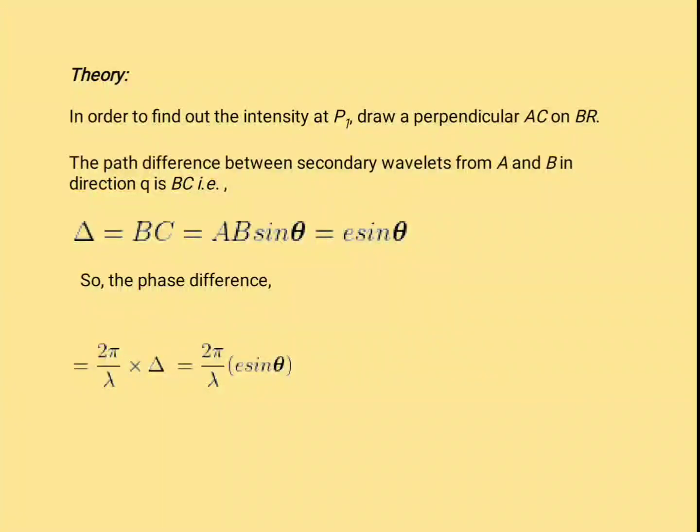As we know the relation between phase difference and path difference, phase difference is equal to 2 pi by lambda into path difference. Here we found the path difference, that value is e sin theta. So finally we get the value of the phase difference, that is 2 pi by lambda into e sin theta.